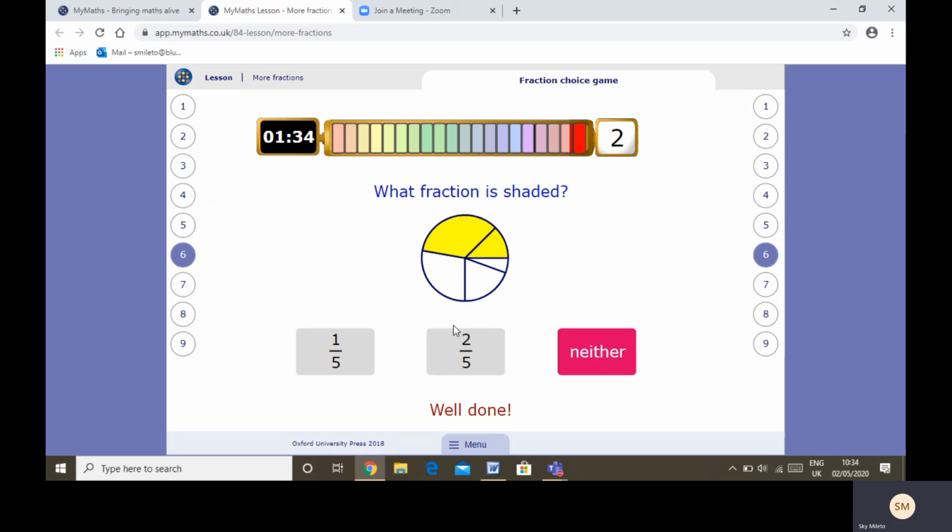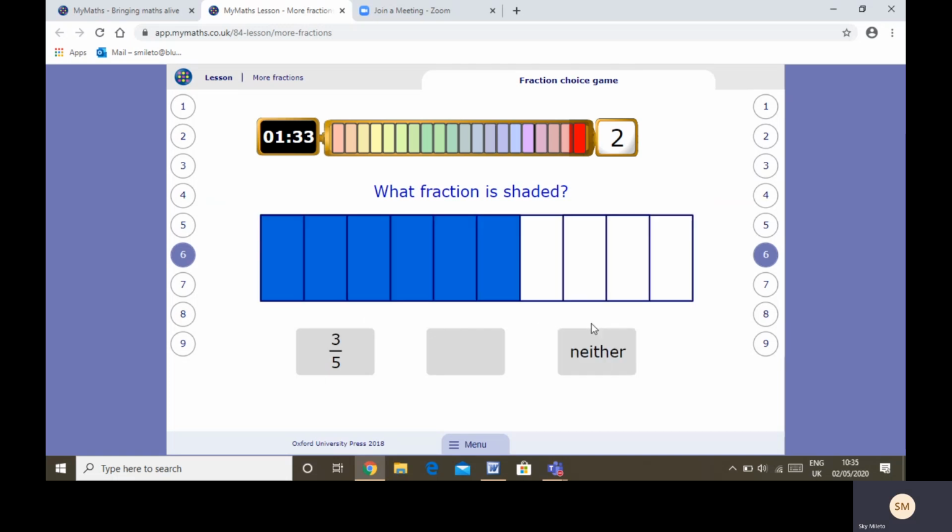Okay, so that's that game. Look at the fractions carefully and count them. This one I'd count them all and then count how many are shaded in and be able to work it out.